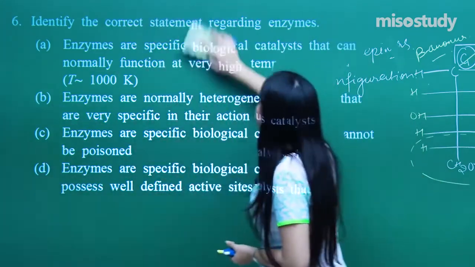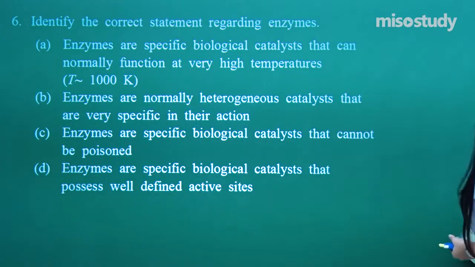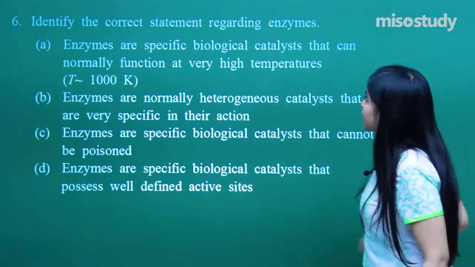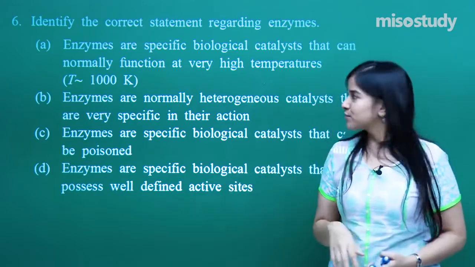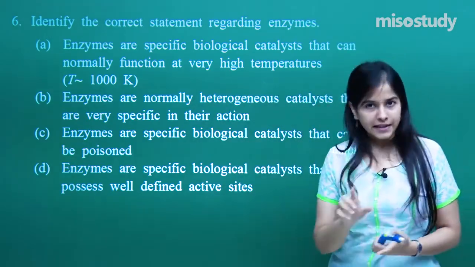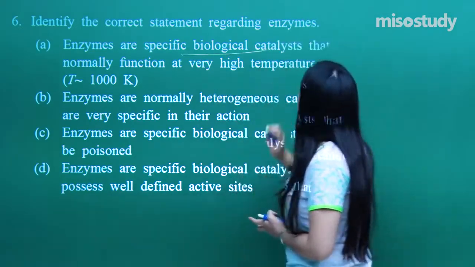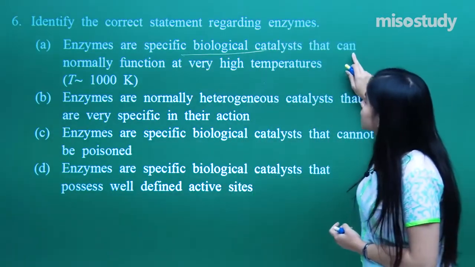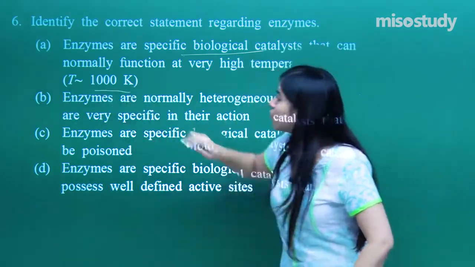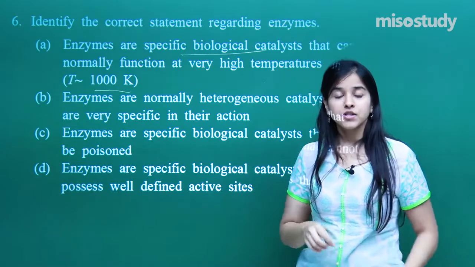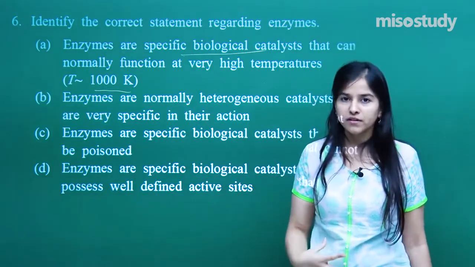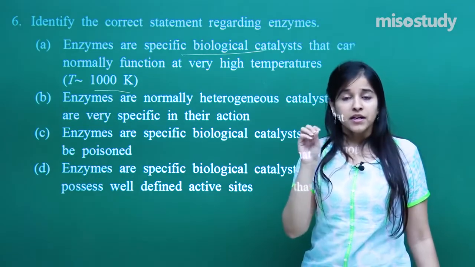Now comes up the question related to enzymes. I hope everybody has revised the concepts. Identify the correct statement regarding the enzymes. Enzymes are specific biological catalysts. Yes, they are. That can normally function at very high temperatures. Approximately they have given 1000 Kelvin. So is there a 1000 Kelvin temperature developed within our body? Not at all.